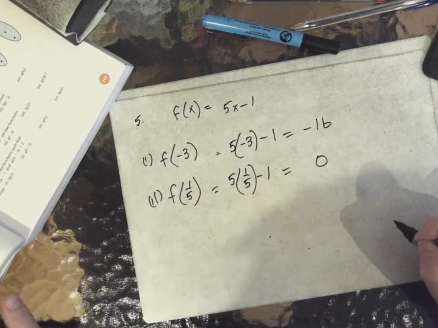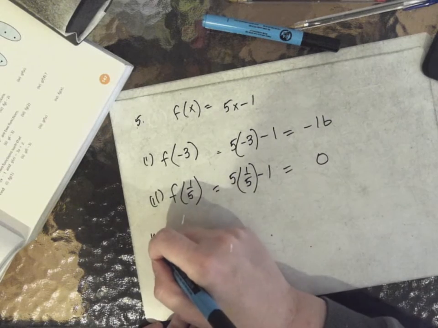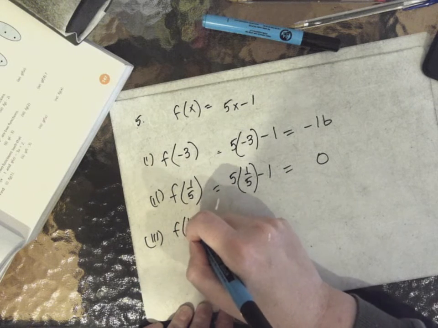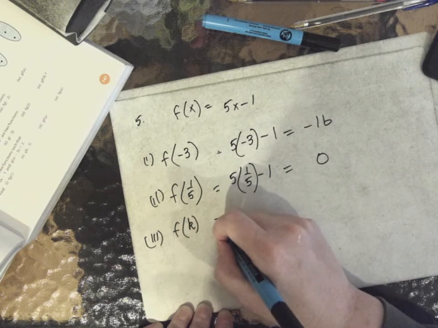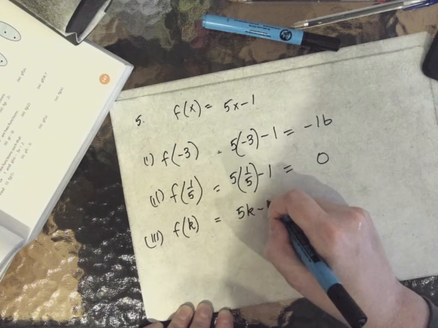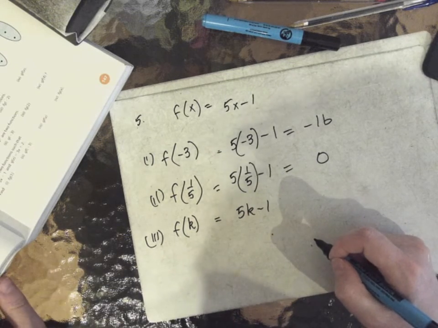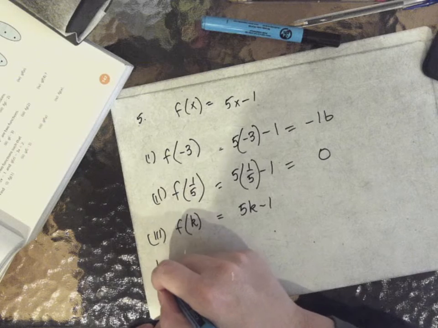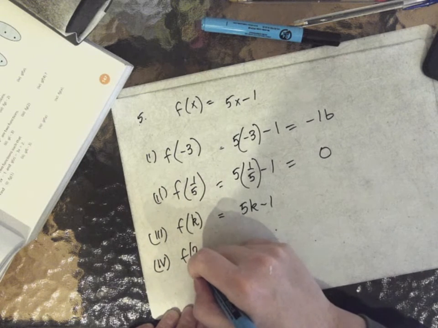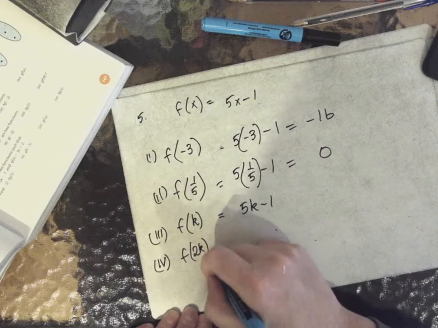Okay, part 3 of 5 says get f of k. So that just means, again, k is in the bracket, so that means put it in for x. So instead of writing x, we'll write k, 5k minus 1. Right, next one is f of 2k. So f of 2k is in the brackets, so you put the 2k in for x.